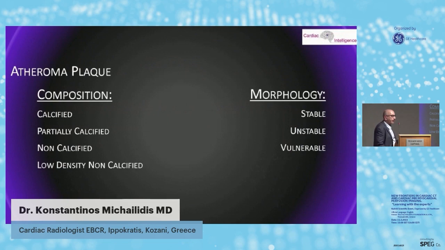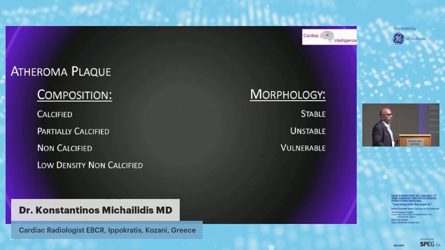Composition, up until now, we knew the calcified, partially calcified, and non-calcified plaques. Now we have a new category, which is the low-density non-calcified plaques. Calcified plaques are plaques that have attenuation more than 150 Hounsfield. Partially calcified is anywhere between 60. These numbers are not very reproducible, so different vendors have used different numbers, and of course all other things that change the composition, like techniques.